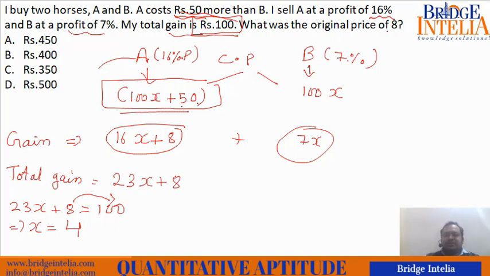Question is, what is the original price of B? Original price of B we had assumed to be equal to 100x. We have found out the value of x. So if x is equal to 4, then 100x is equal to what? 400. Let's move to next one.